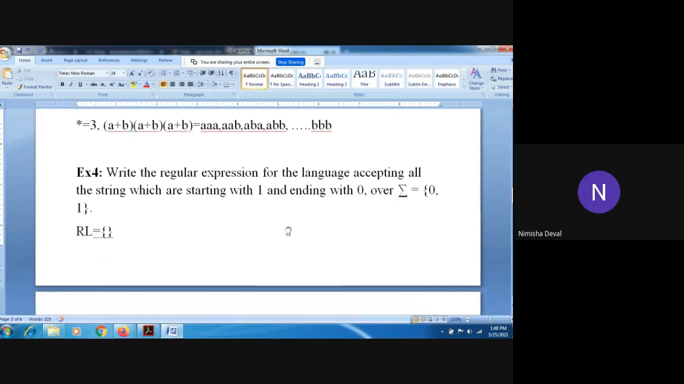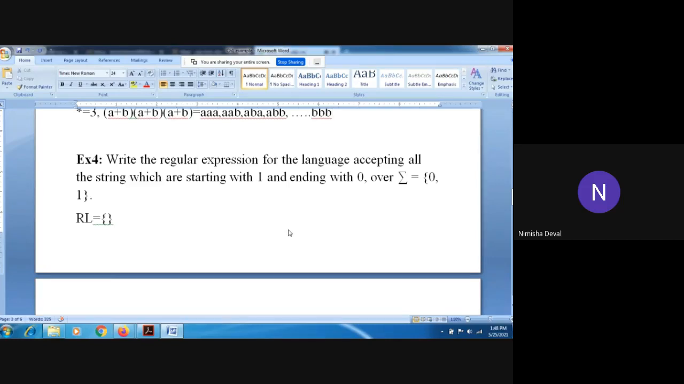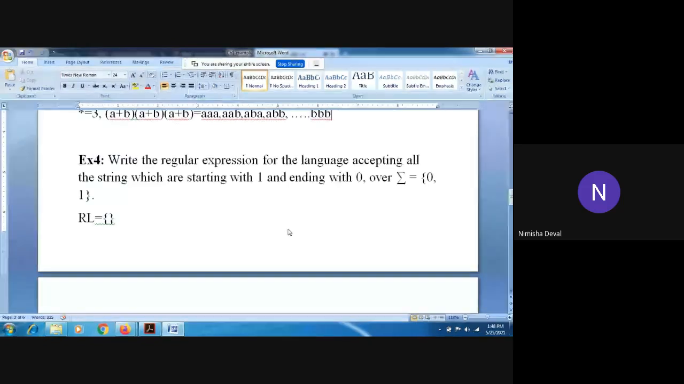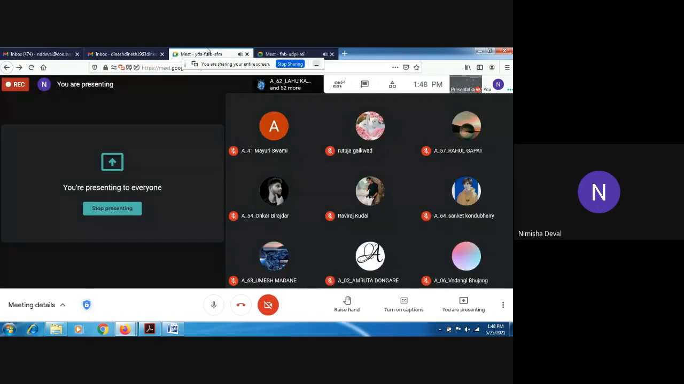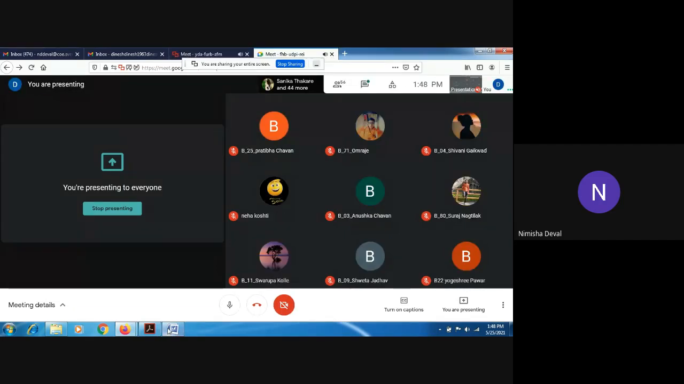Okay. So next example. Write a regular expression for the language accepting all the strings which are starting with 1 and ending with 0 over the input alphabet set {0, 1}. Means input values are fixed. All those strings are in the form of 0 or 1 only. What is their condition? Every string starts with 1 and every string ends with 0. We have to follow that concept.